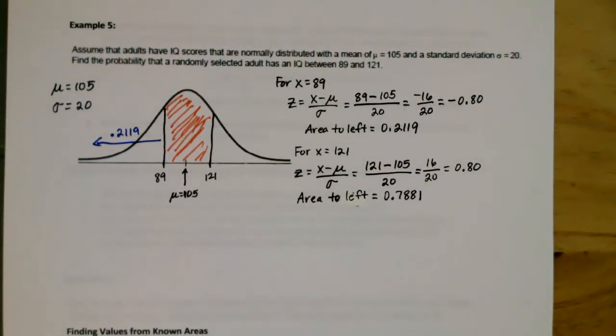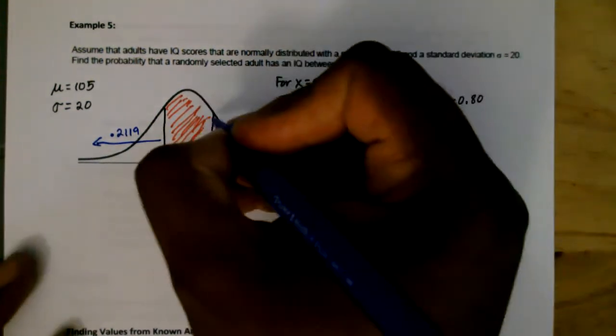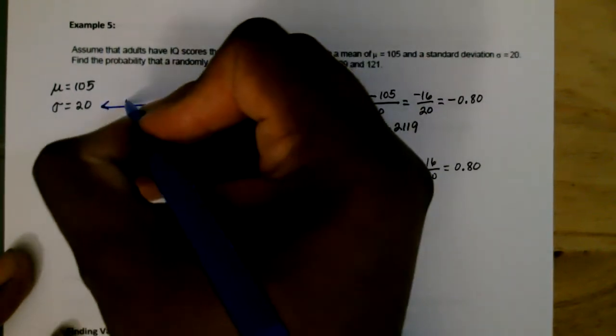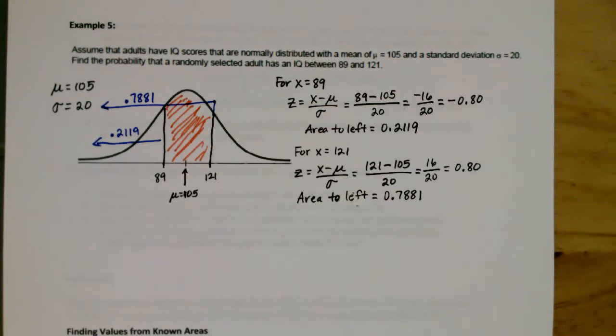So that's the area to the left. And to illustrate that, 0.7881 is this area to the left. So here is that area to the left. We want the area in between those two values. So to get that area in between, we have to subtract.